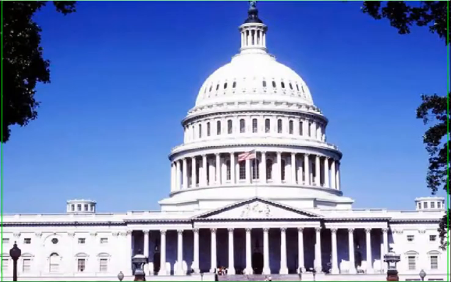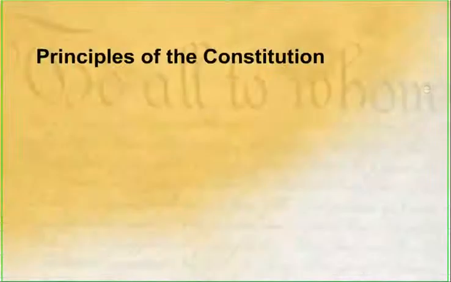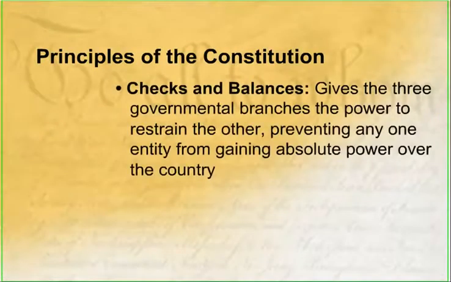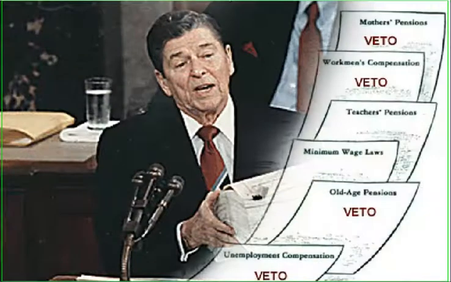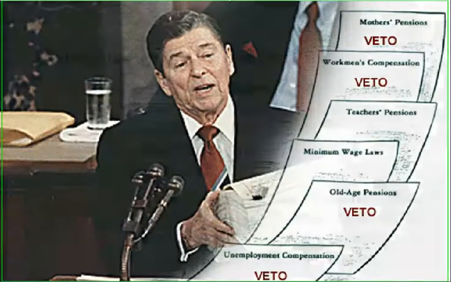With the power of the government separated, the Constitution's principle of checks and balances gives the three governmental branches the power to restrain the others, preventing any one entity from gaining absolute power over the country. An example of the checks and balances system in action is the President's power to veto any law the Congress passes. The Congress can also override the veto if two thirds of the House and Senate vote to do so.